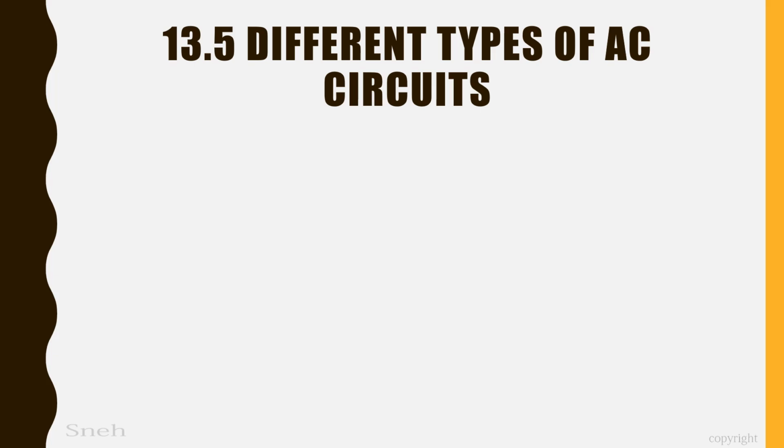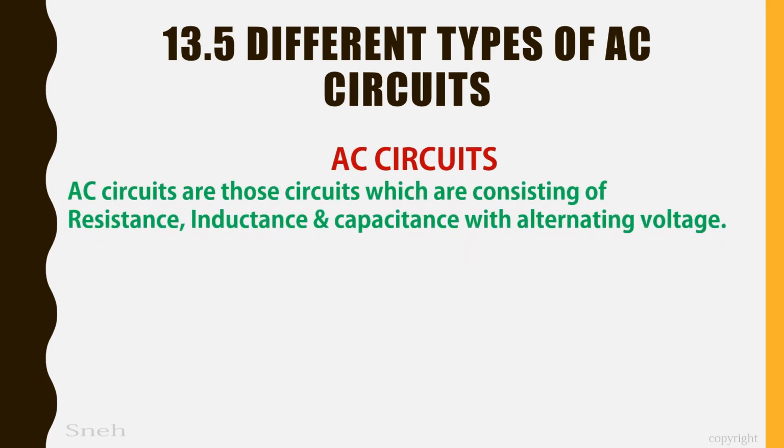For studying different types of AC circuits, first of all, we should know what an AC circuit is. AC circuits are those circuits which consist of resistor, inductor, capacitor with alternating voltage. These may be connected with alternating voltage individually or combinedly.